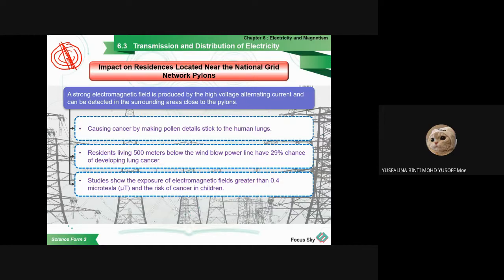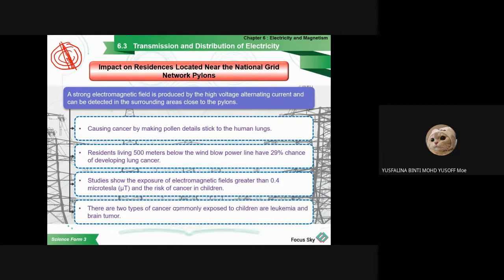So mostly the electromagnetic field can cause cancer. If it is greater than 0.4, for children it can increase the risk of cancer. There are also two types of cancer that commonly affect exposed children: leukemia and brain tumor. Leukemia is actually a blood cancer, and also the brain tumor. This is why we don't build any house near the national grid network.